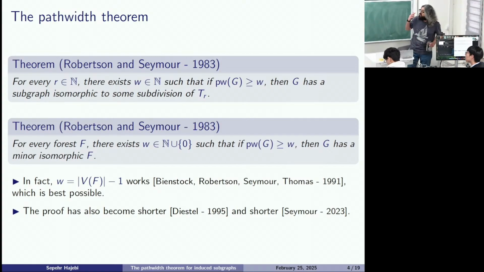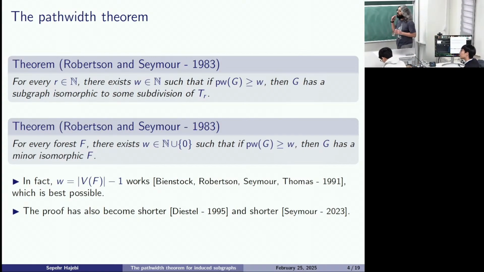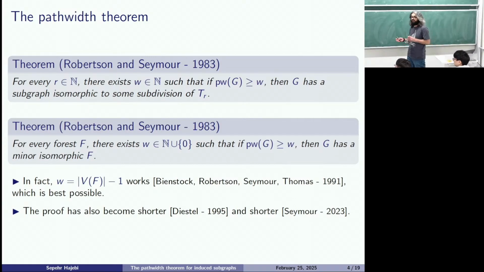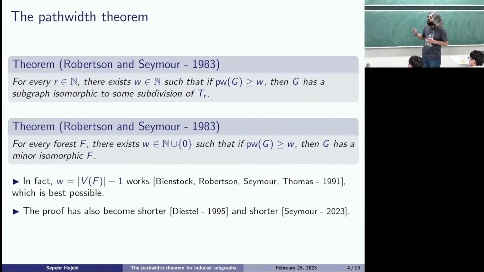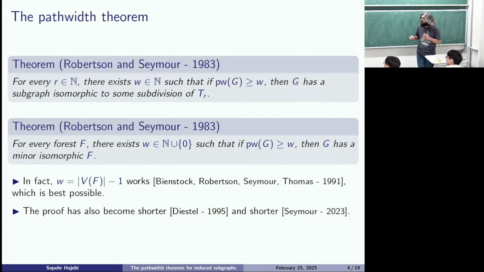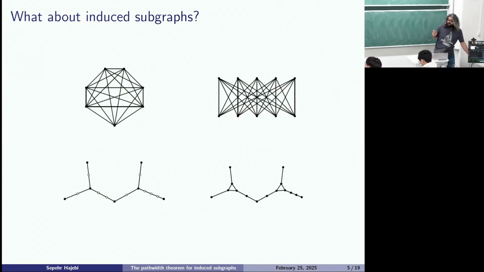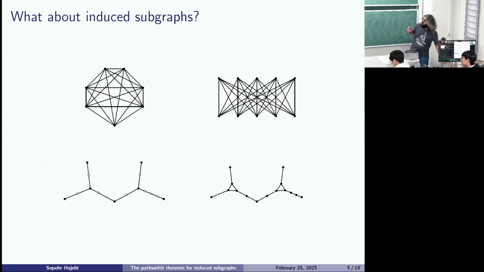So, if you want to understand large pathwidth in terms of minors, then forests are all you need to think about. And if you want to understand large pathwidth in terms of subgraphs, then subdivided binary trees are all you need to think about. So it's time to ask, what about induced subgraphs? And this is an entirely different story from the get-go.